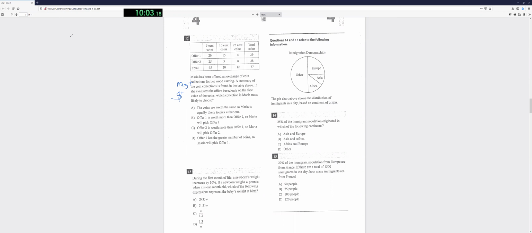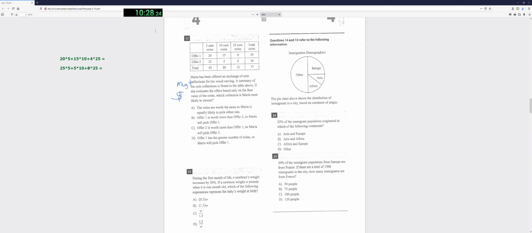So, all right, how's this going to play out? Well, let's see. We've got 20 times 5 cents plus 15 times 10 cents plus 4 times 25 cents equals whatever that equals. And then the other one's going to be 25 times 5 plus 5 times 10 plus 8 times 25. And so having more quarters definitely looks favorable, but let's find out.